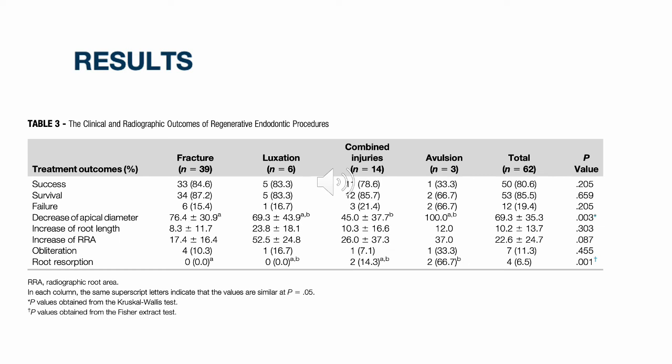Additional intervention in the failed teeth included extraction in one tooth, root canal treatment in one tooth, decoronation in one tooth, and apexification in 6 teeth. In addition, almost 34% of teeth exhibited discoloration. For the radiographic outcome, it showed a 69.3% decrease in the apical diameter and 10.2% and 22.6% increase in the root length and radiographic root area respectively.